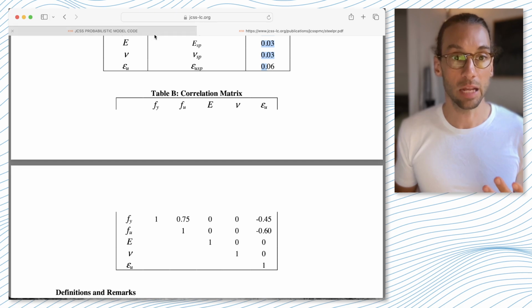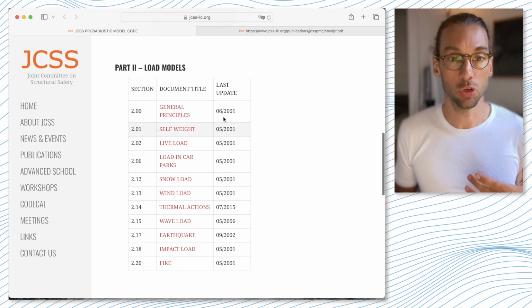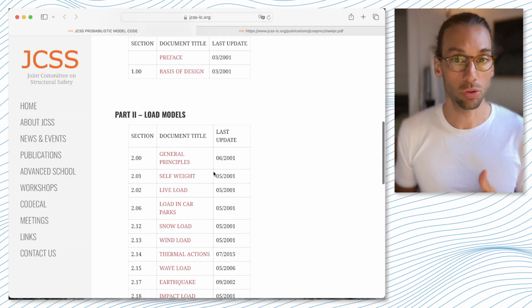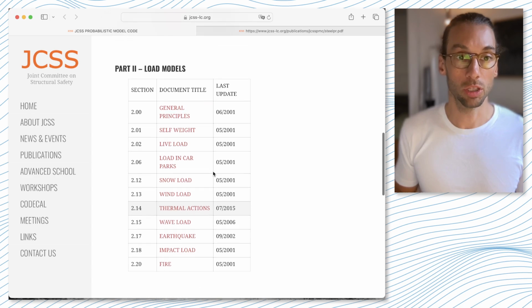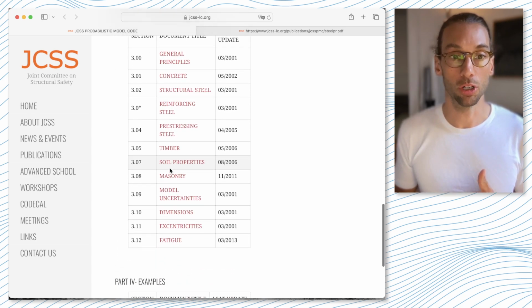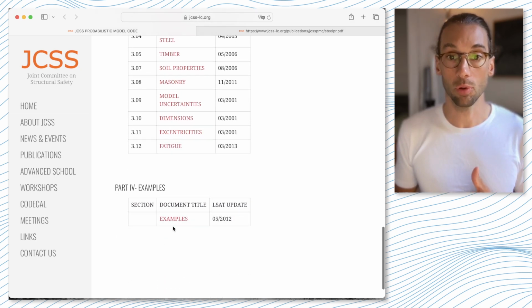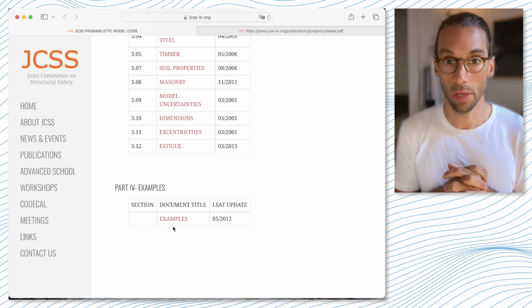And you have in that probabilistic code values for all types of common things you're going to be using for analyzing either building structures, dams or bridges, for both the loading and the resistance model. In addition, you also have examples of application of reliability studies on some applied cases.